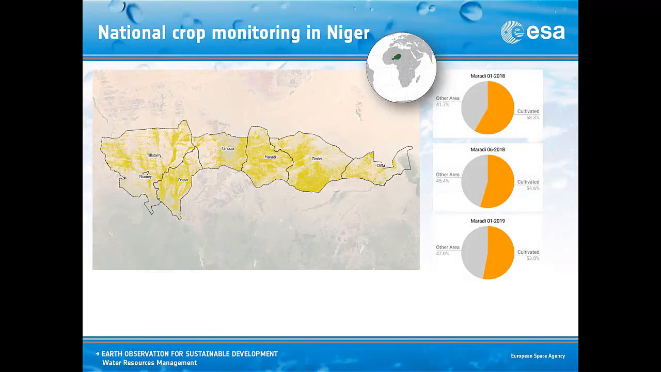Under the EU4SD, we have tried to demonstrate this by showing how the Sentinel missions can be used to provide national crop monitoring information. Here in the Niger region, this is done on a seasonal basis and can then support, you could say, national authorities in need to provide seasonal crop bulletins.